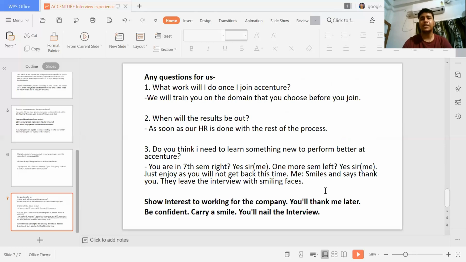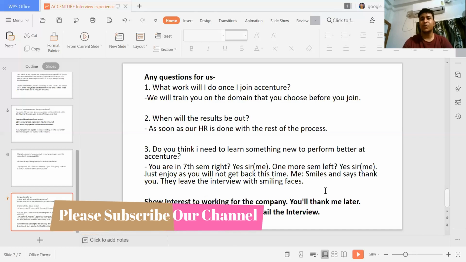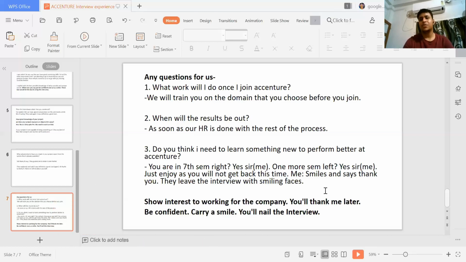They answered that they will train me on the domain I choose before I join. Second, I asked, when will the results be out? He replied, as soon as the HR is done with the rest of the process, we'll let you know through your TPOs. Then I asked, do you think that I need to learn something new to perform better at Accenture? This time he replied, you're in seventh semester, right? I said, yes, sir. So one more semester left out of eight. And then he said, enjoy this time because you are not going to get it back again in life. So I just smiled and said, thank you so much, sir.